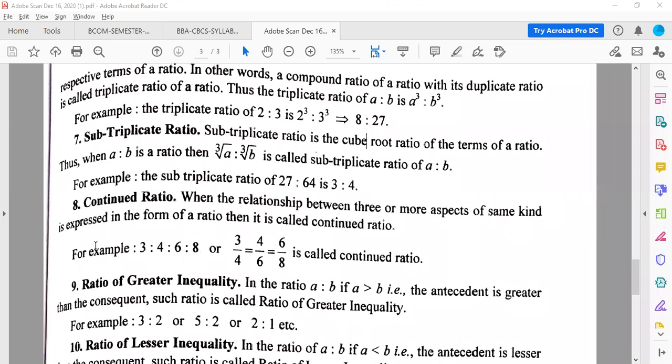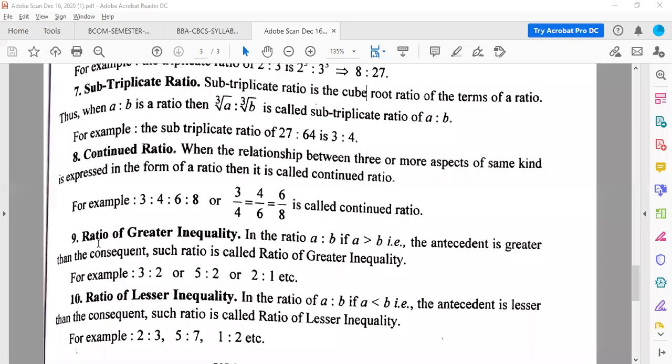Okay. The next one is continued ratio. Now in continued ratio, the second number will be continued. Now if you see here, firstly the definition is when the relationship between three or more aspects of the same kind is expressed in the form of ratio. So if you see this example, 3:4:6:8. Now how do I represent this?